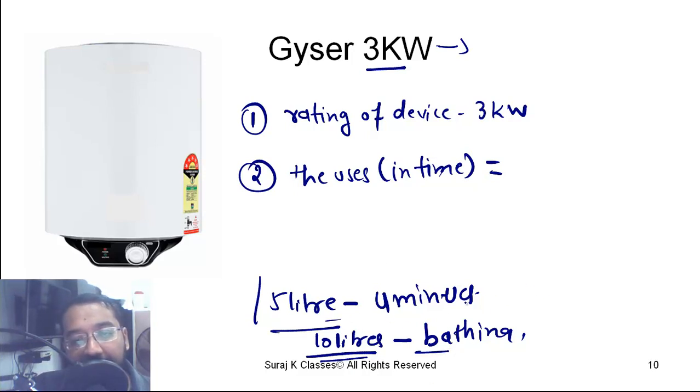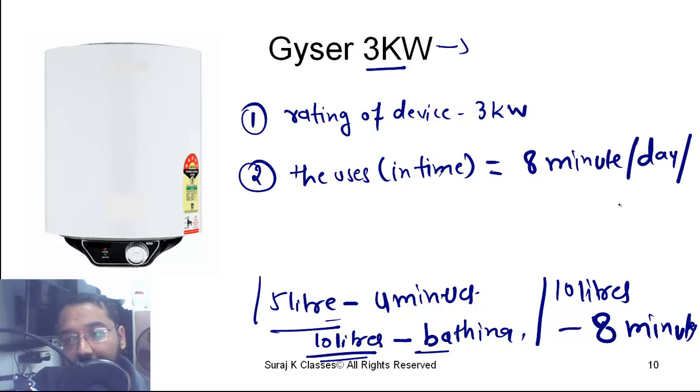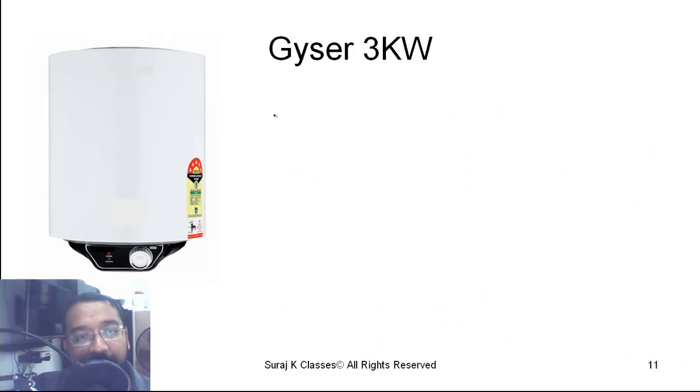So 5 liters in 4 minutes, then 10 liters in 8 minutes. So my usage is 8 minutes per day, per person. I'm again considering a single person here. Now the next thing, how I'm calculating this.